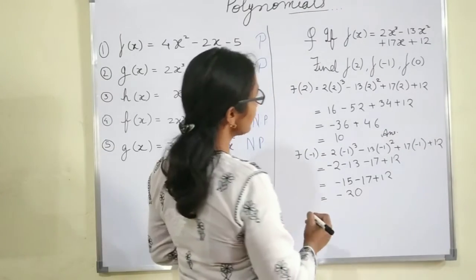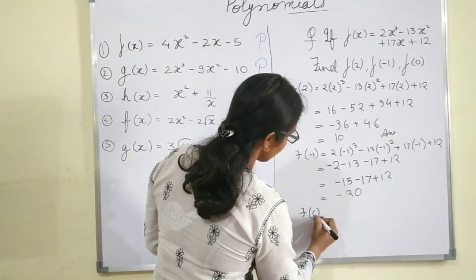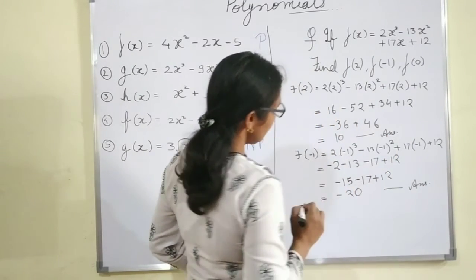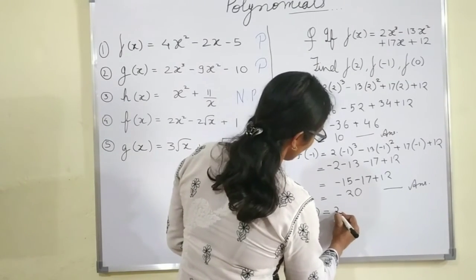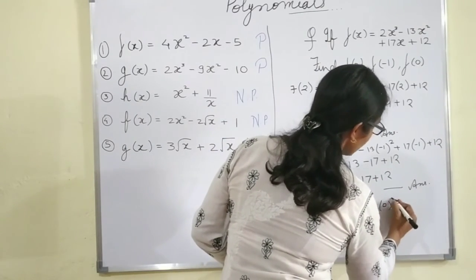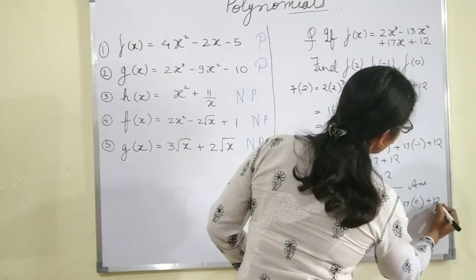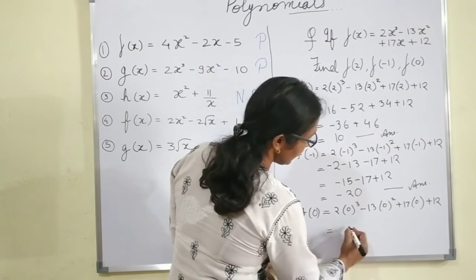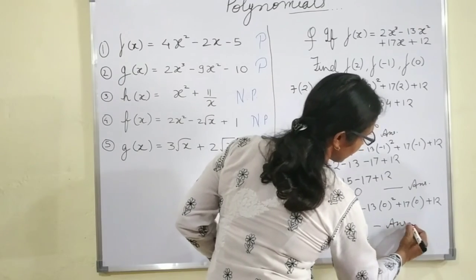Now next, we substitute the value of x as 0. So 2 into 0 power cube minus 13 into 0 square plus 17 into 0 plus 12. So all these terms will become 0 and our answer will be 12. So it's our answer.